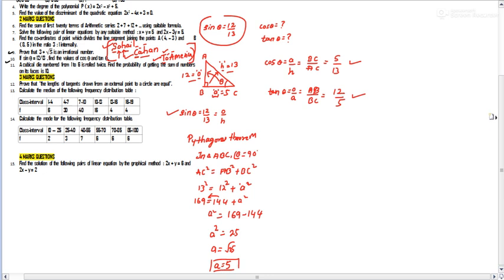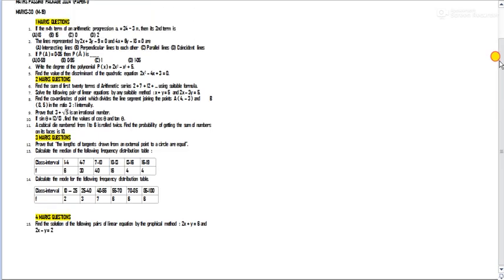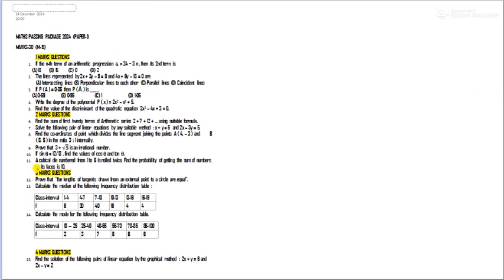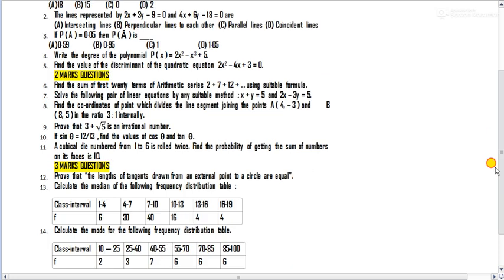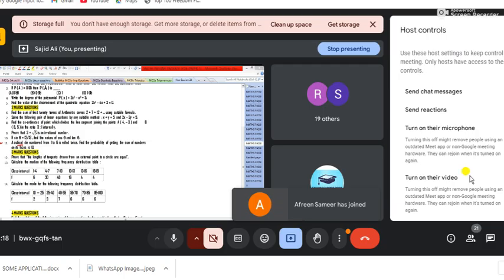Okay. Now coming to question number 11. So this is from a chapter. Can you tell me what is the chapter name? 11th one, a cubical die. So it is from probability. Just by looking at the question, you can judge the chapter name.